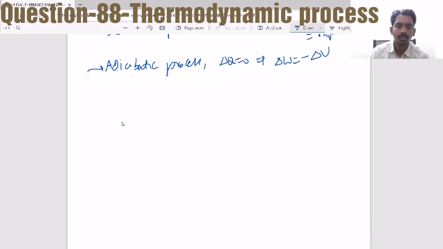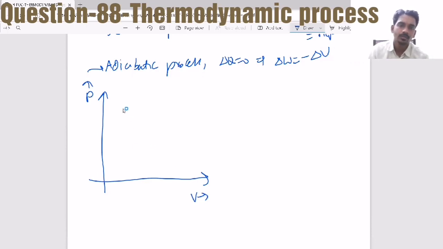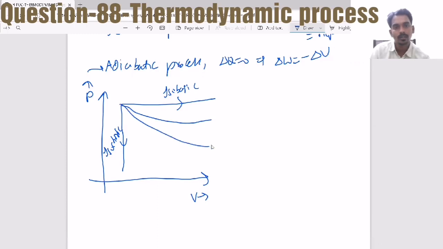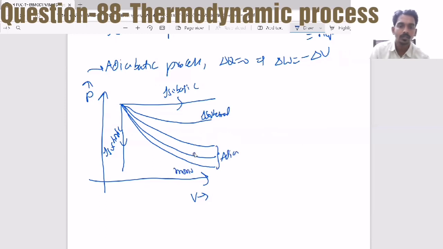And you can represent the same thing as a PV graph also. Like when you consider a PV graph, P versus V, it looks like this. This is isobaric and this is isochoric and this is isothermal and these three are adiabatic, and here this is mono, this is di, this is triatomic.